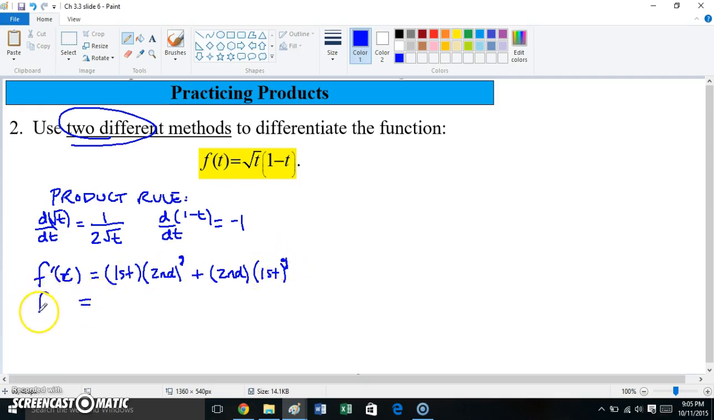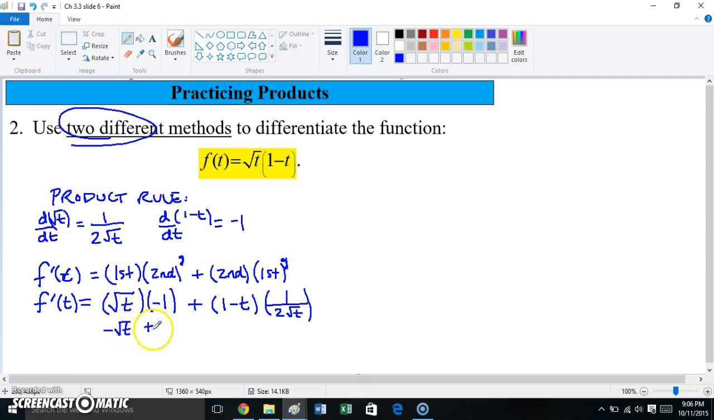All right, so working that out, my first function is the square root of t times the derivative of my second function, which is negative 1, plus the second function, which is 1 minus t, times the derivative of the first function, which is 1 over 2 the square root of t. Let's simplify a little bit. We're going to get negative square root of t plus 1 minus t over 2 the square root of t.